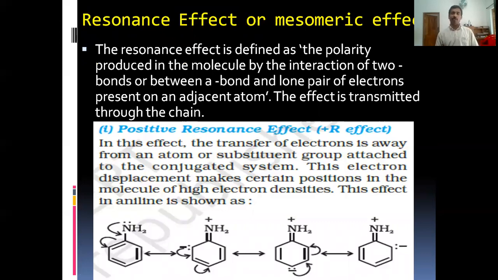Resonance effect or mesomeric effect. You have studied resonance. What is resonance?